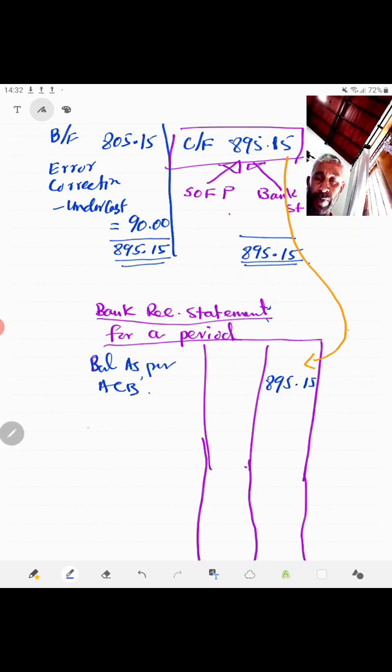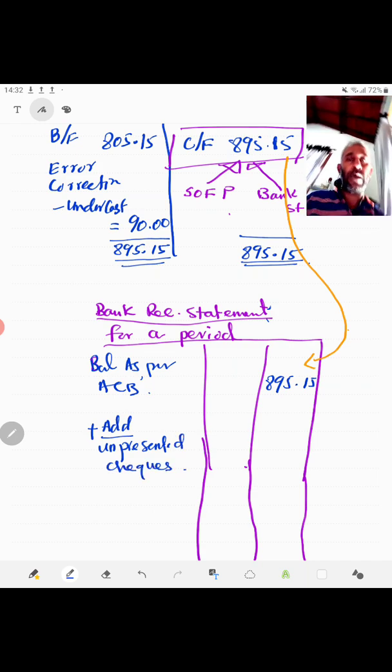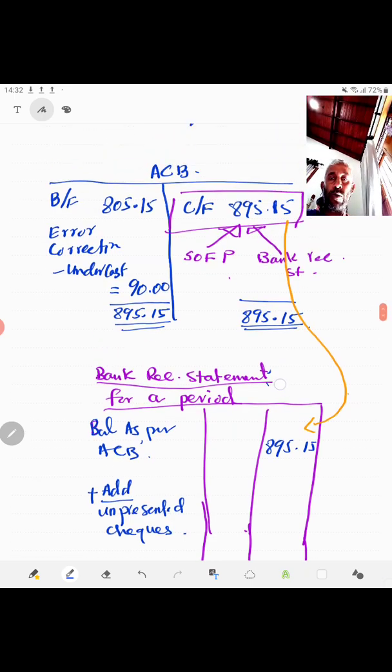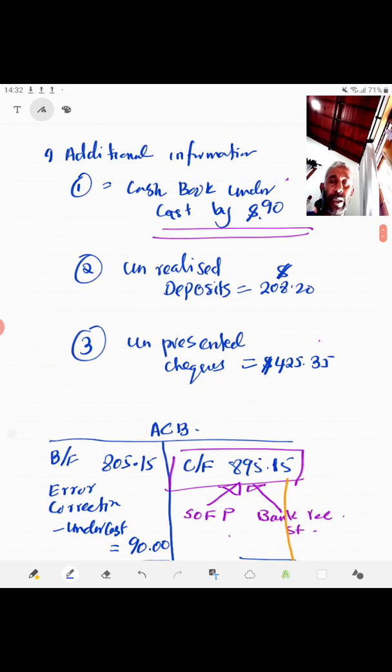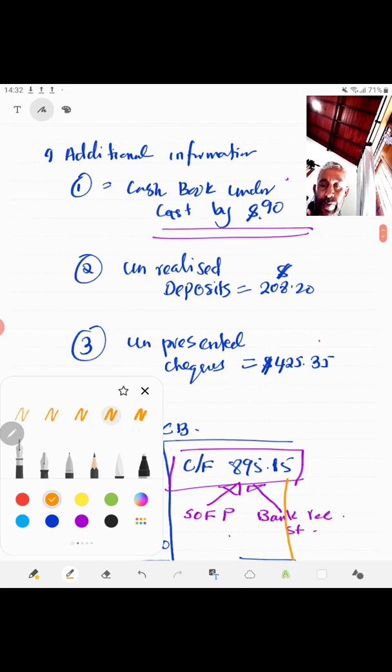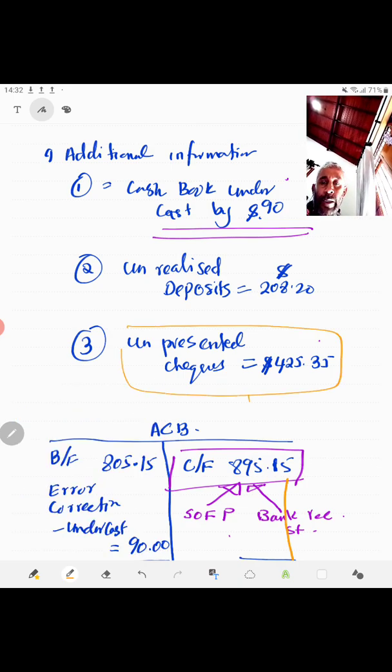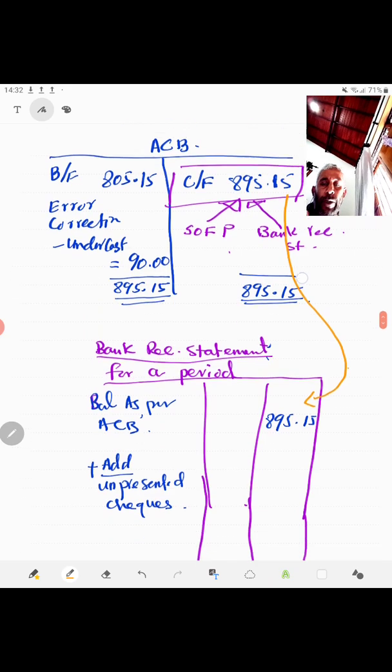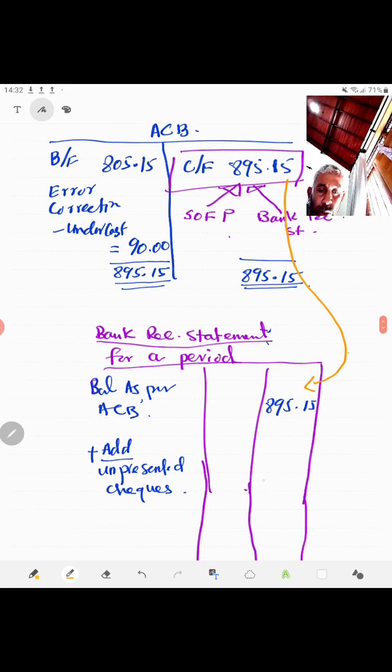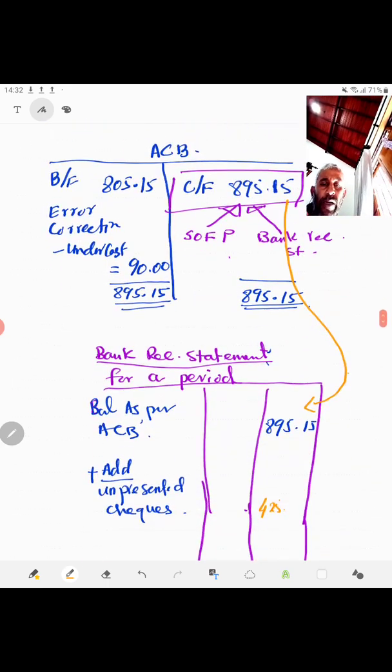So, now what you need to do is you have to add unpresented checks. How much is the unpresented checks? Now, go back to our information here. We have unpresented checks 425.35. So, 425.35.